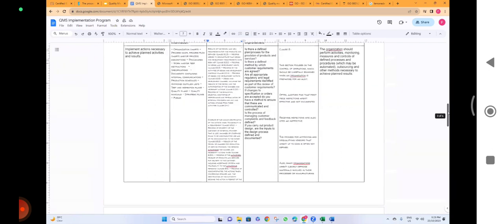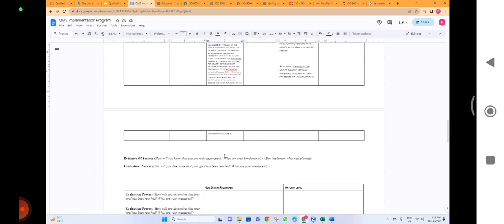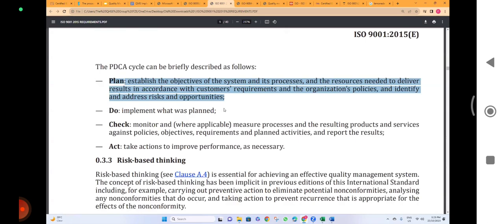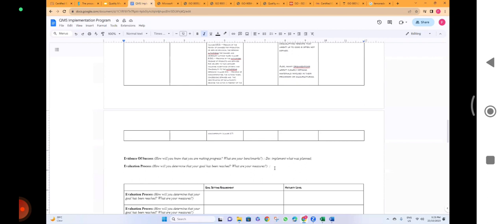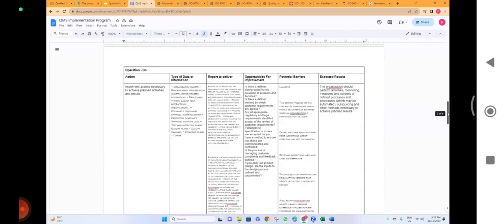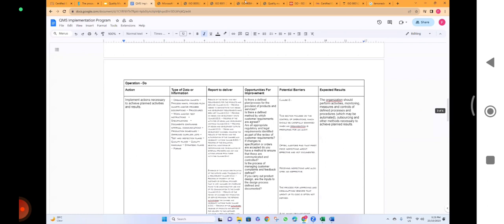And of course here, how are you going to show evidence of success? The evidence of success here, you are just going to come over here, and then this is step number 2. That is the do. Okay, implement what was planned. This is a goal setting requirement. Okay, and then that is what you have here. What about the evaluation process? Under do, okay, under do, so you go to ISO 9004.